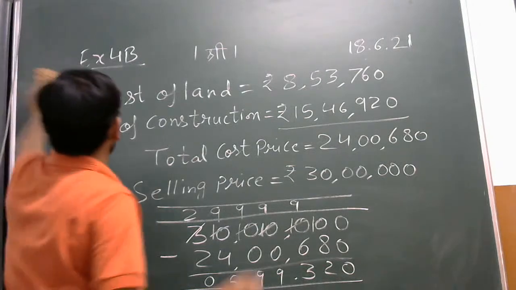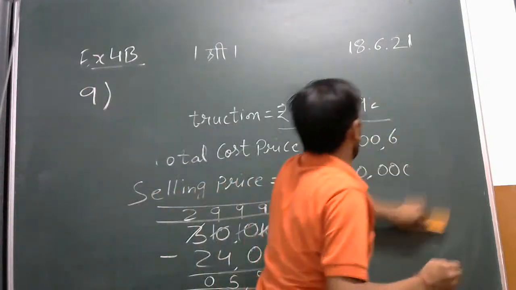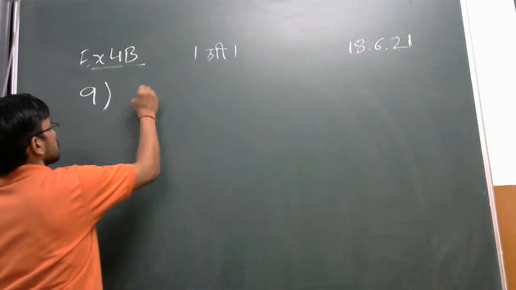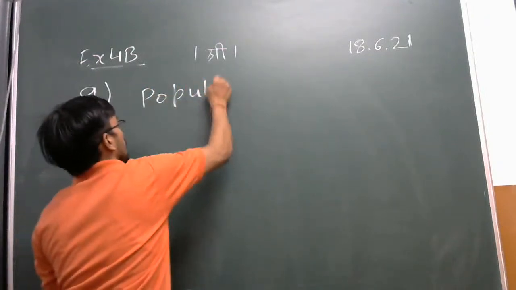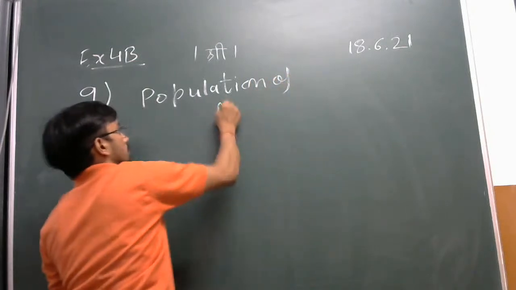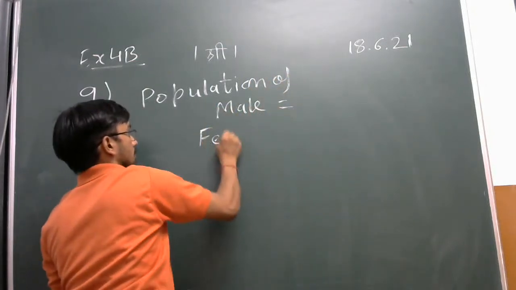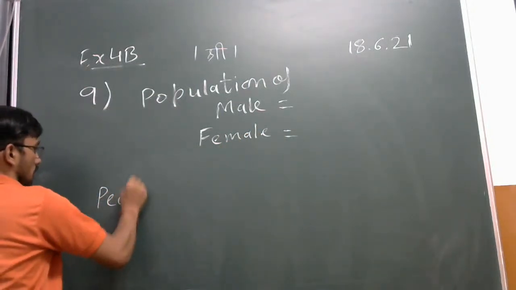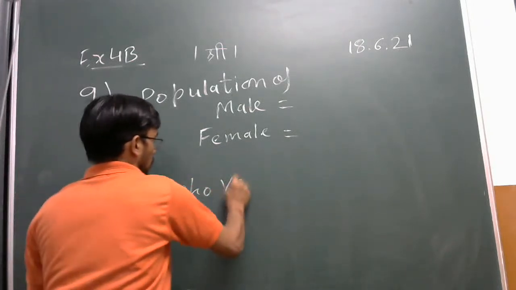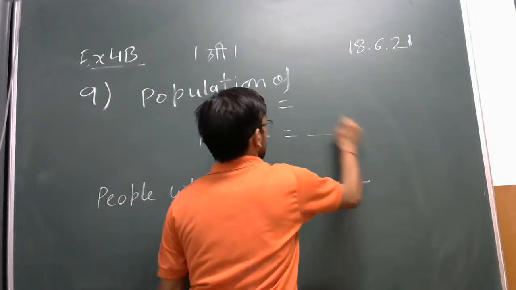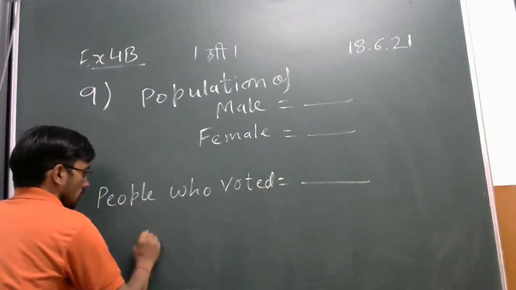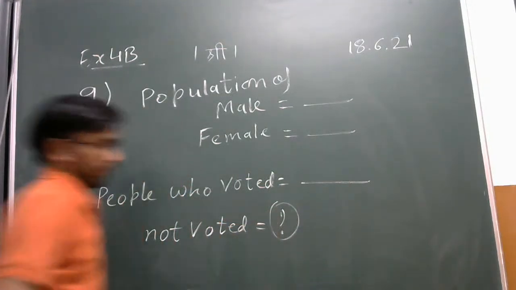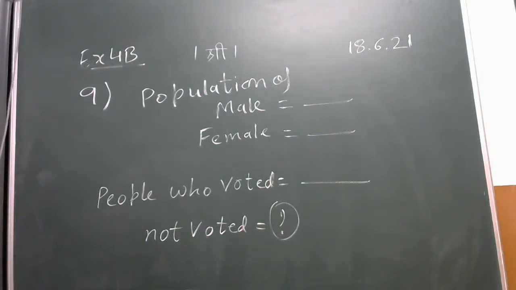Fine. So just help me out with question number 9. What is to be done in question number 9? Give me a little hint. Like we have given the male and female population, and the people who voted. These three things are given, then they are asking the people who did not vote.